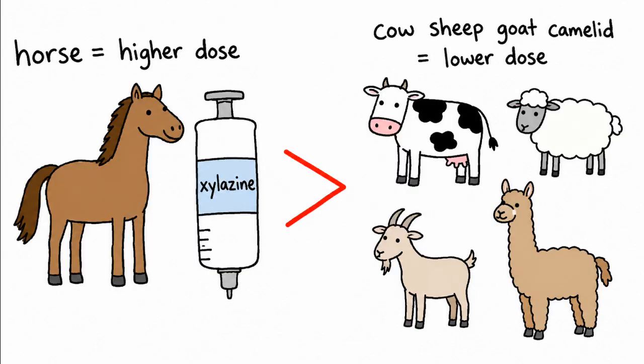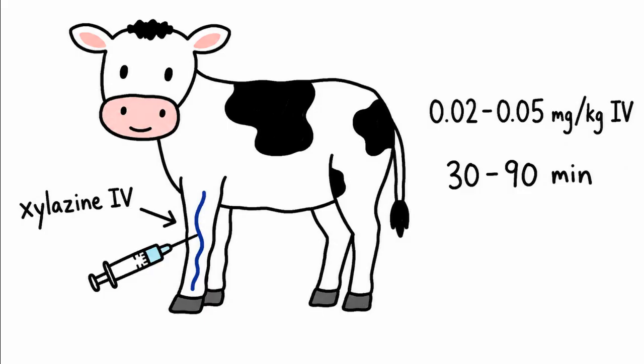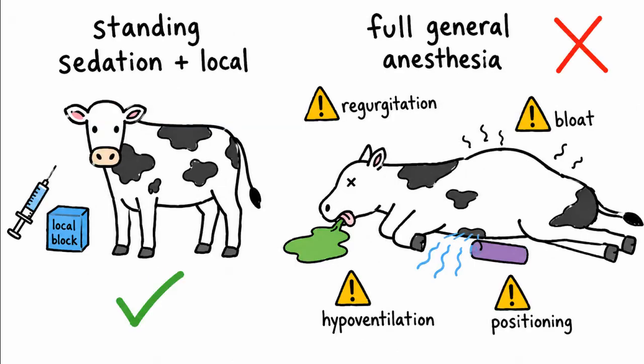In ruminants, xylazine is much more potent than in horses, so cattle, sheep, goats, and camelids need much lower doses. In cattle, xylazine may be around 0.02 to 0.05 mg per kilogram IV for sedation, with effects around 30 to 90 minutes depending on dose. Because ruminants are prone to regurgitation, bloat, hypoventilation, and positioning problems, standing sedation plus local anesthesia is often safer than full general anesthesia when possible.